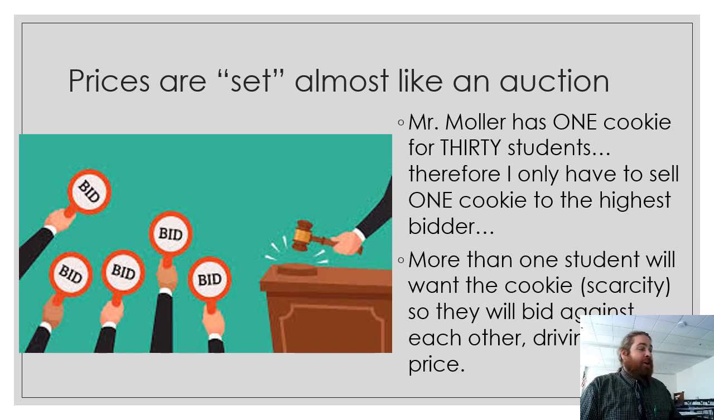So I'd ask, who will give me $1 for this? Who will give me $2? Who will give me $3? And more than one student is certainly going to want this cookie. We call that scarcity. Scarce, there's not enough. And so they will bid against each other, which is going to drive up my price.